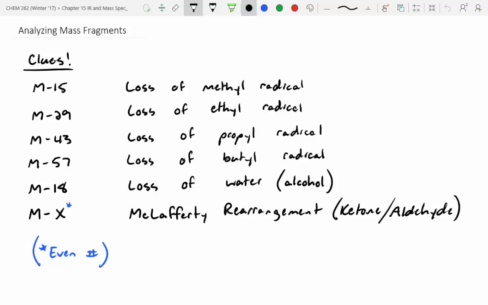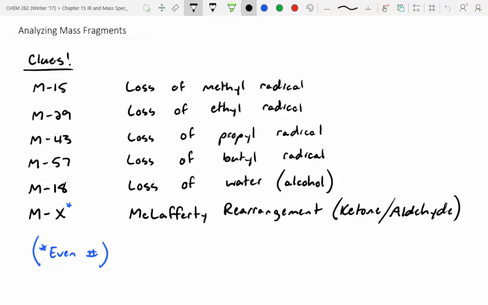So let's go back a little bit and, yep. For the even number, is there like a range that should be, or it could be any even number? We'll talk about that shortly. I want to show you the mechanism first. But anytime you see loss of an even number, it's kind of unusual because normally carbon fragments, when they fall off, are going to be odd number.